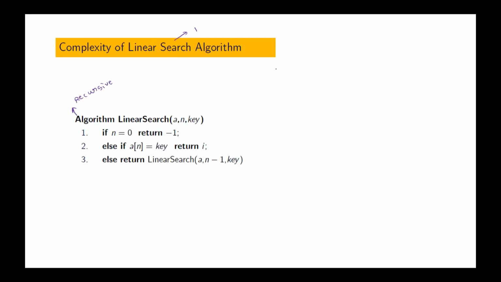So now you tell me, what is the input size parameter? We are given an array of n elements. We are looking for a key. What is the input size parameter? Similar to the previous one, here also input size is n. Now tell me, what is the most important operation here?